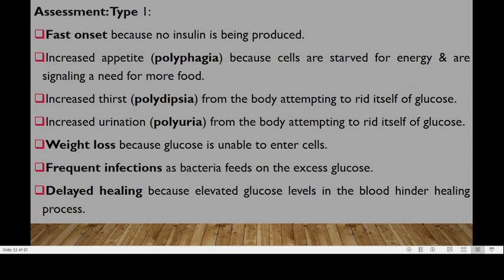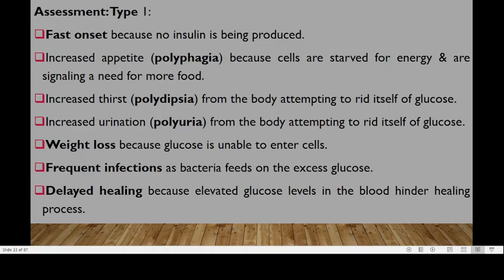So there is increased appetite that we refer to as polyphagia because cells are starved for energy and are signaling a need for more food. There is also increased thirst, polydipsia, from the body attempting to get rid of glucose that is in the blood. There is increased urination, polyuria, from the body also attempting to get rid of glucose.